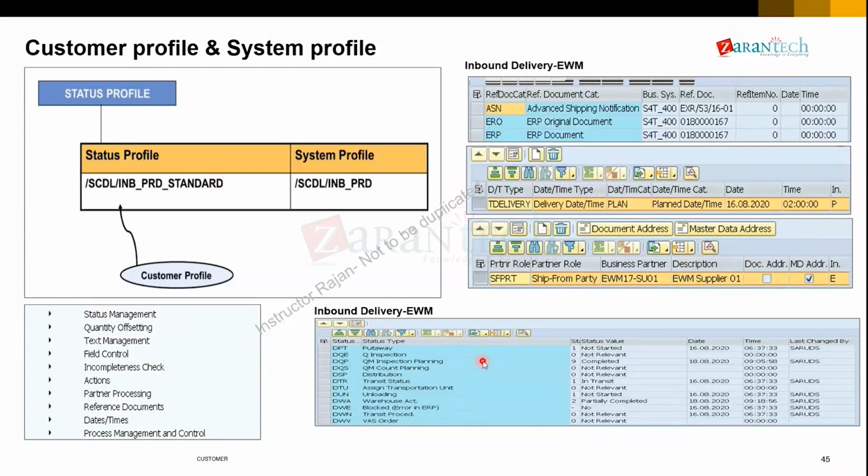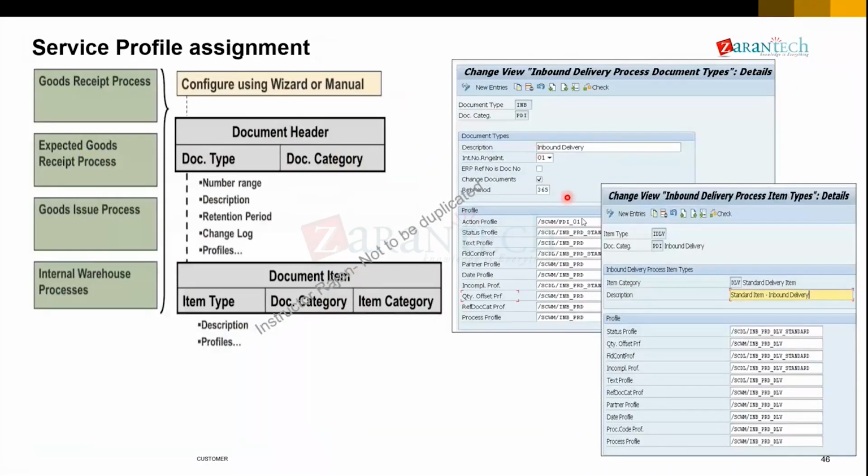For that reason, we normally create a Z document type or a Z item type, and then finally assign them to these profiles. You see, all of the profiles are there, and the Z profiles or the Y profiles are assigned to the item type for item level controls, or to the document type for header level controls. The simple reason could be a number range, because you want to have a separate number range, or it could be complex controls like the status profiles or the quantity offsetting profiles.